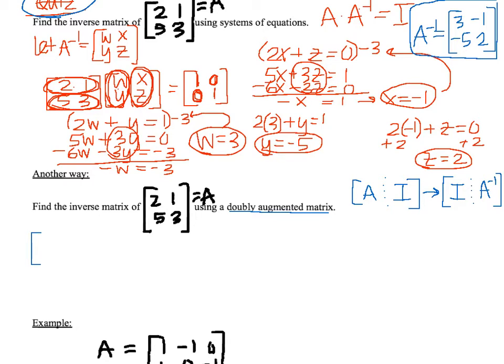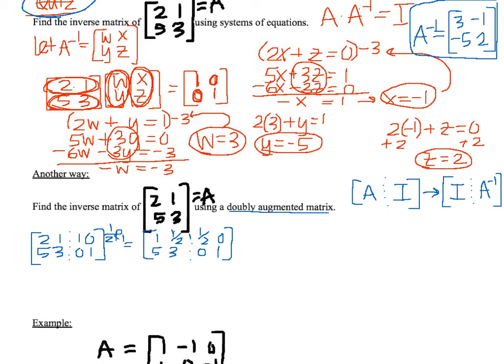So here we go. I'm going to go 2, 1, 5, 3, and I'm going to augment it with that 2 by 2 identity, so 1, 0, 0, 1. And I'm going to put my row operations down as I would have in 8.1. Okay, so I need this top left corner to be a 1, so I'm going to multiply 1/2 times row 1. And when I do that, I get 1, 1/2, I augment 1/2, 0, and then row 2 stays the same.